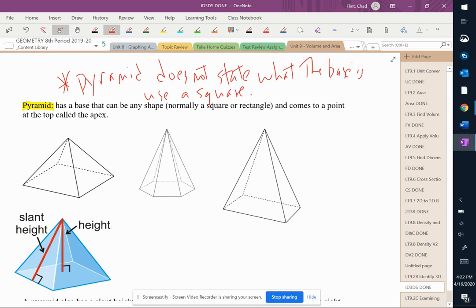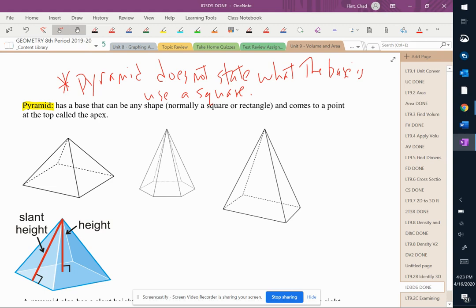All right, but be on the lookout because sometimes it might have numbers on there, or there might be some other way that you can tell it's not a square. But if it's just a regular, normal-looking pyramid, there's no information about what the base is, and it just gives you a couple of numbers, and that's it, use a square.